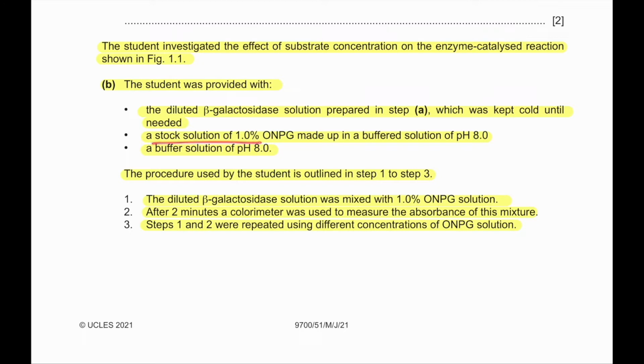And the stock solution, which is 1% ONPG, we can only make more dilute from here. So 1%, and then we can go 0.8, 0.6, 0.4, 0.2, and so on. We can keep adding buffer solution to the stock solution, so that's how we make it more dilute. And a buffer solution of pH 8 is used so as to keep the pH constant.